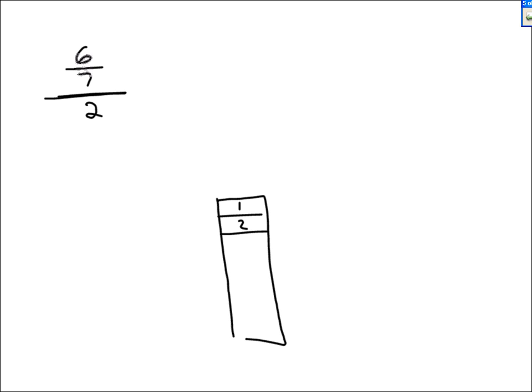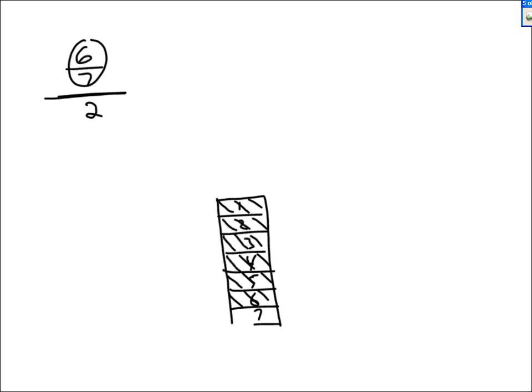1, 2, equal size, 3, 4, 5, 6, and 7. I'm going to get rid of this, and you have 6 of these. You have 6 out of 7. It's probably not a nice example to give, but suppose you have a test with 7 questions, and you get 6 out of 7. That is, you got 6 sevens.